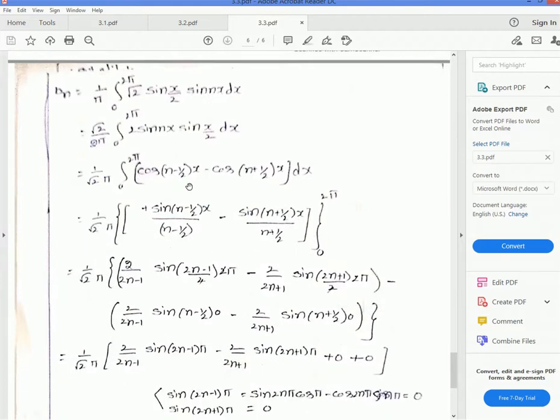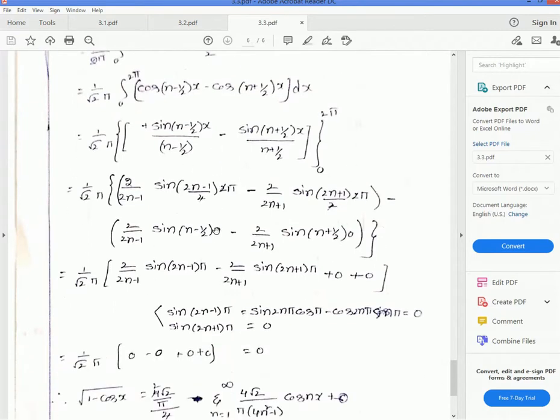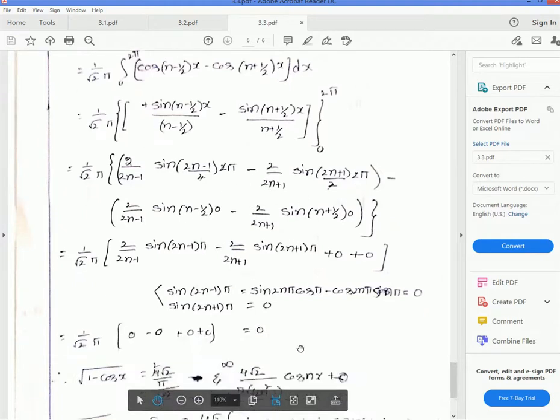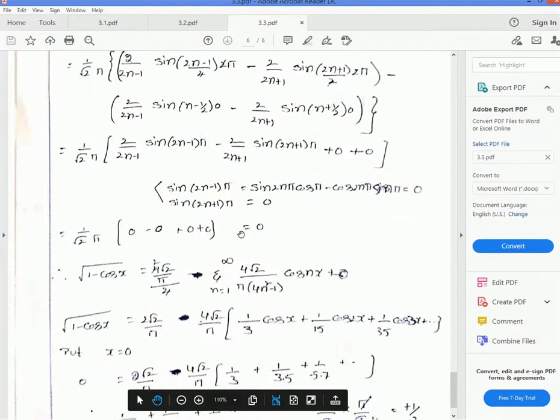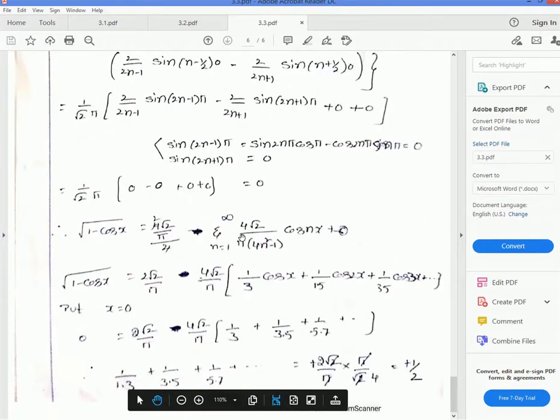Integrate with respect to x. The integration of cos is sin: sin((n - 1/2)x)/(n - 1/2) minus sin((n + 1/2)x)/(n + 1/2). Substitute the upper limit 2π and the lower limit 0. So I think the bn value becomes 0. Why? Because sin((2n - 1)π) and sin((2n + 1)π) give sin of a multiple of π, which is 0, and sin 0 is 0. So the upper and lower limit values become 0. Now substitute the a0, an, bn values in equation 1, and we get the required Fourier series.